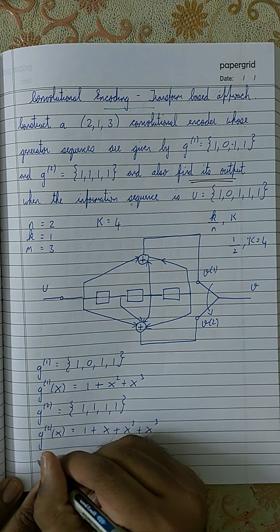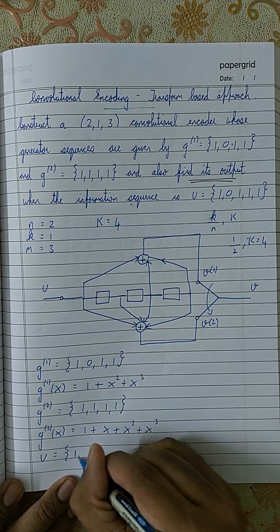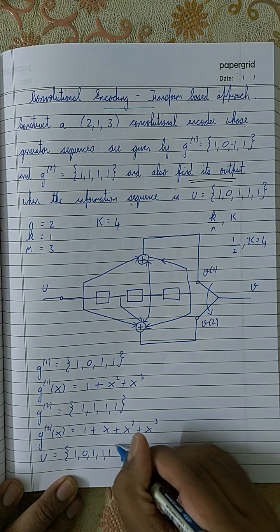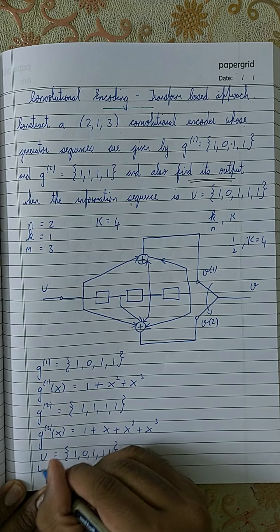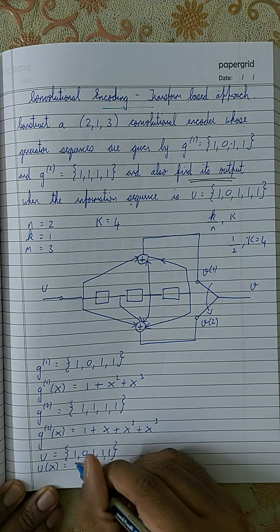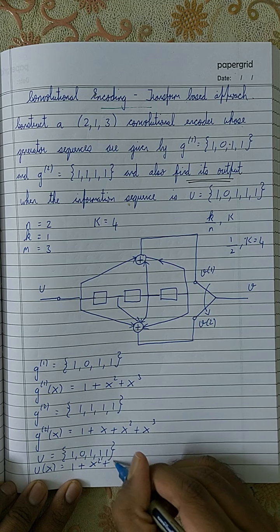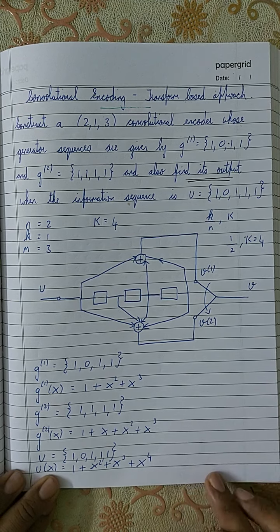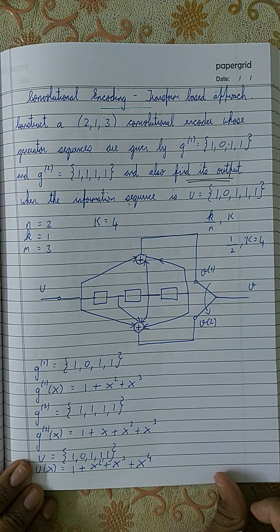Next, we all know the information sequence is 1, 0, 1, 1, 1. So you all know how to write u of x, very easy. U of x is equal to 1 plus, there is no x, plus x square plus x cube plus x raised to 4. This is u of x. So first thing, you represent every sequence by its polynomial form.